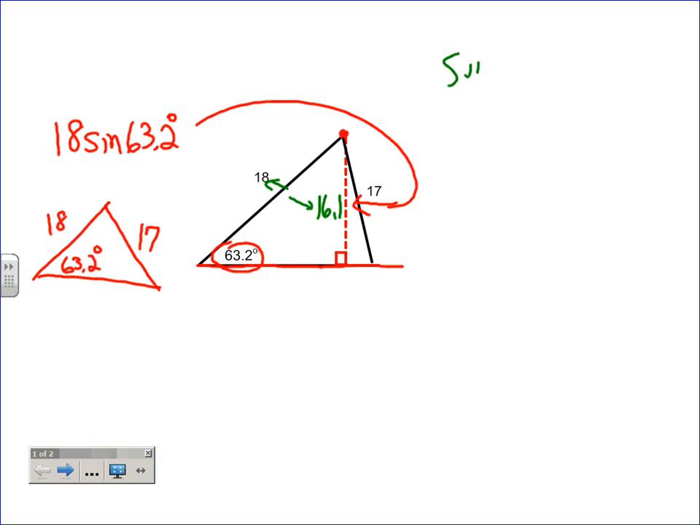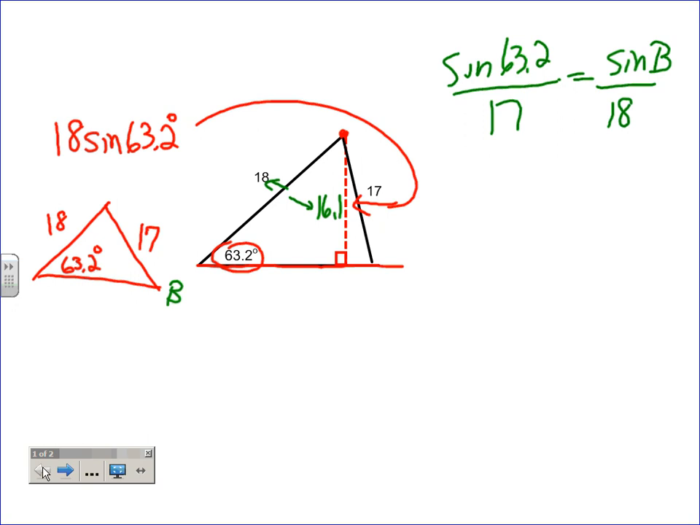So sine of 63.2 over 17 equals sine of, well, what do you want to call that angle? It doesn't really matter which one it is. We'll call it angle B if you want. Sine of B over 18. So this is back to something we've been doing, or actually you did last week sometime, where you basically take 18 times that. So 18 sine of 63.2. Again, I hope you're understanding that sine of 63.2 is some decimal your calculator's kind of holding for you, right? And that's going to equal 17 times the sine of angle B.